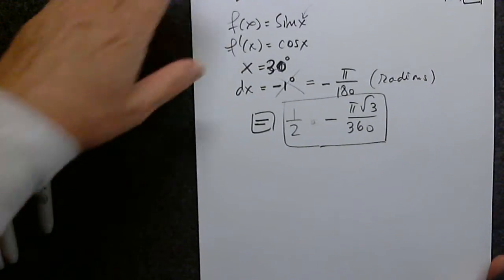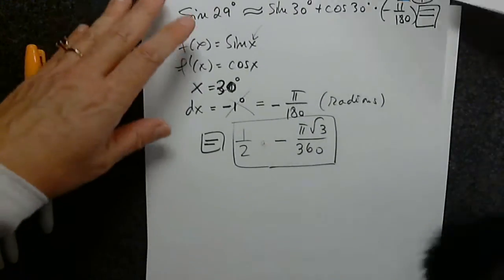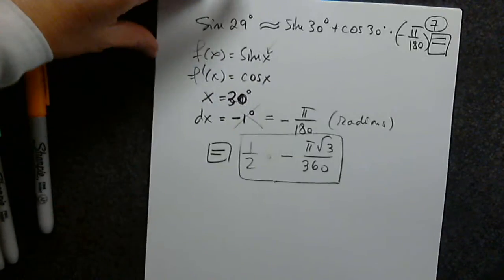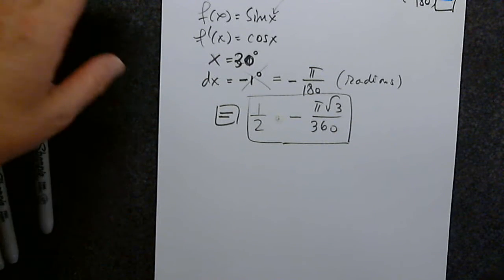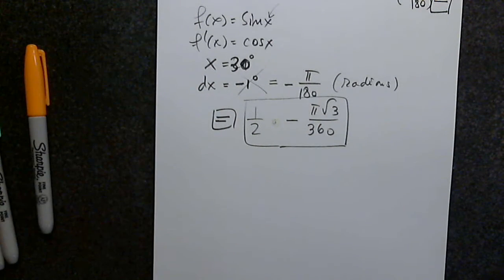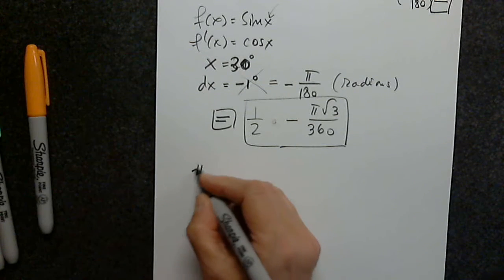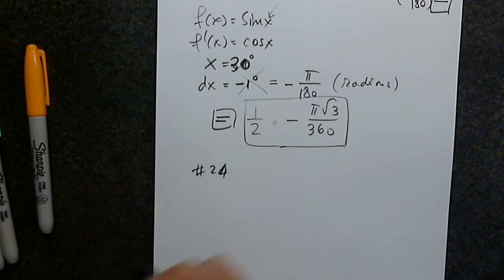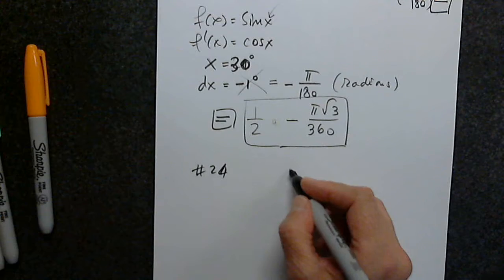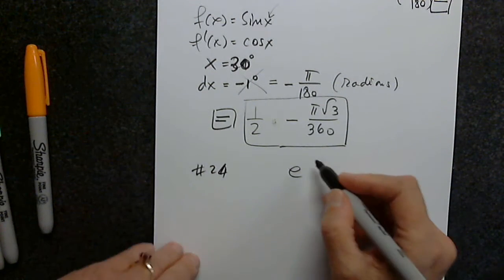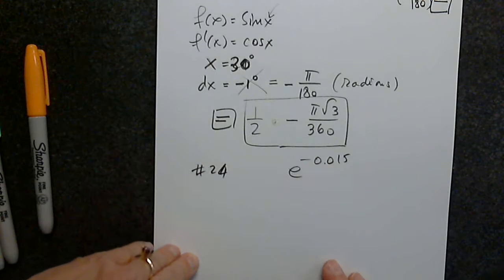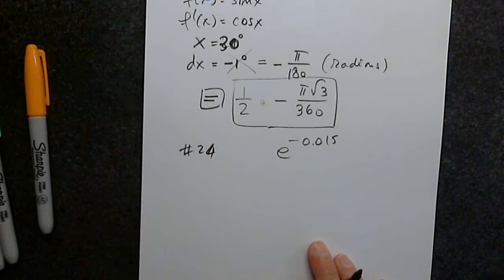So we want to apply what we just learned in any other problem you want to work on. Do I get to choose, or you want to choose? Which one? 24 it is. Very good. So this is e raised to, is it negative? Yeah, 0.015, correct? Perfect.